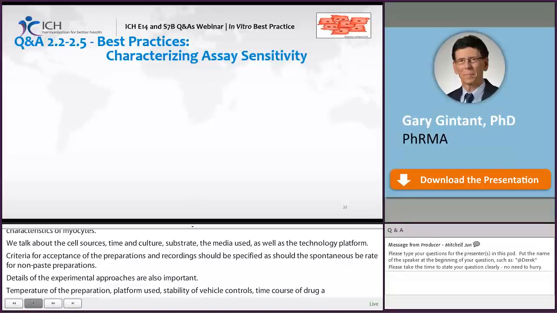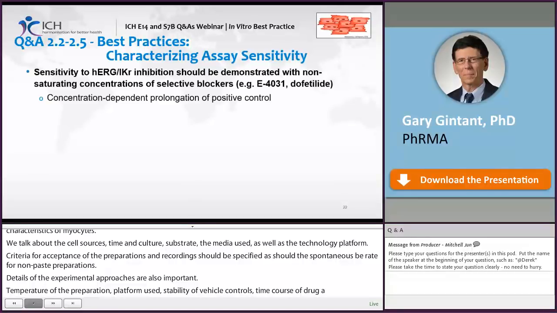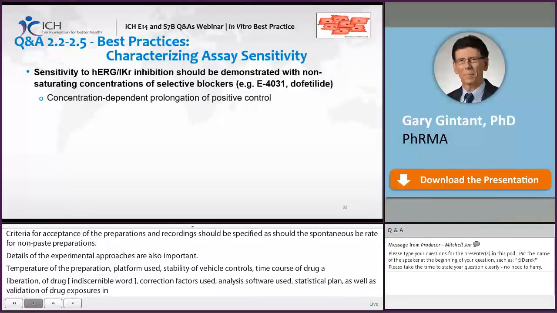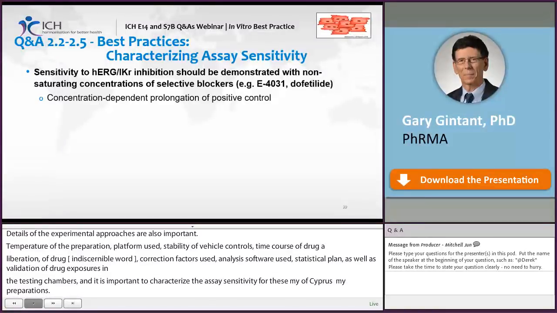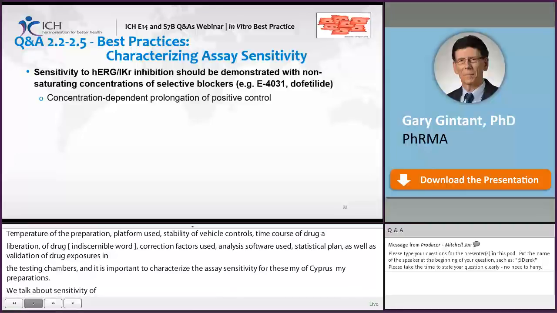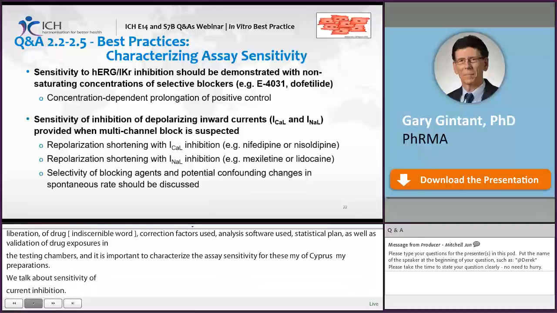It's important to characterize the assay sensitivity for these myocyte preparations. And here we're talking about sensitivity to hERG or IKr current inhibition, which should be demonstrated with non-saturating concentrations of selective blockers such as E4031 or dofetilide. And here we're exploring the concentration-dependent prolongation of a positive control with these myocytes.